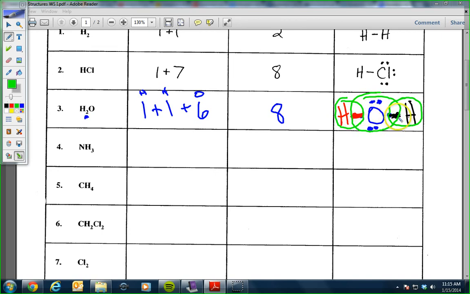Dashes are shared, 2 electrons shared, and dots by themselves, but they still pair up, are only counted on the atom that they're next to. So that entire picture has 8 electrons. The hydrogens are happy with 2, and the oxygen is happy with 8. Continue on.